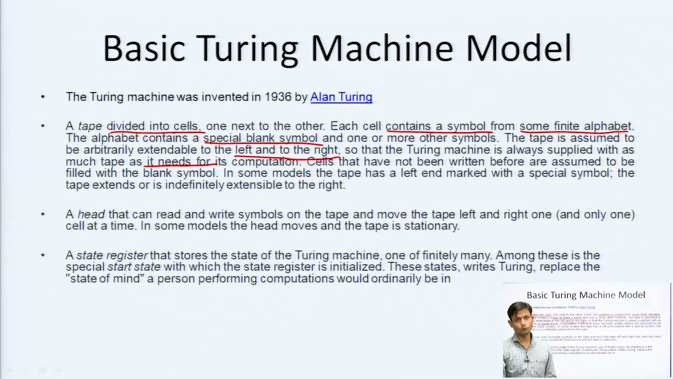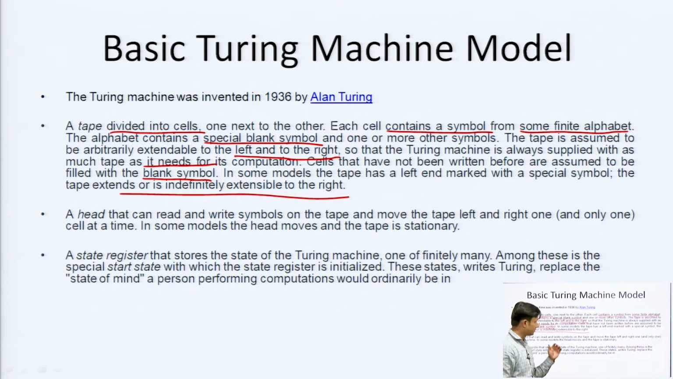In a blank we can also write something: you read a blank and write something there, and the tape is extended to include cells that have not been written before. In some models, the tape has a left mark and a special symbol, and is extensible to the right. So, this is the Turing machine tape. I have talked only about the tape.